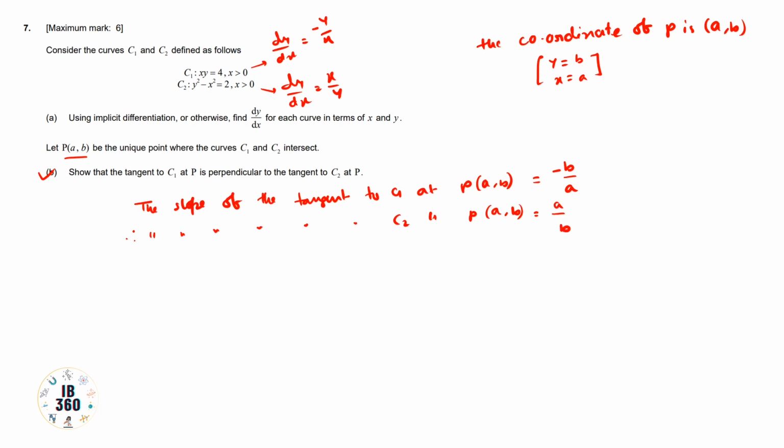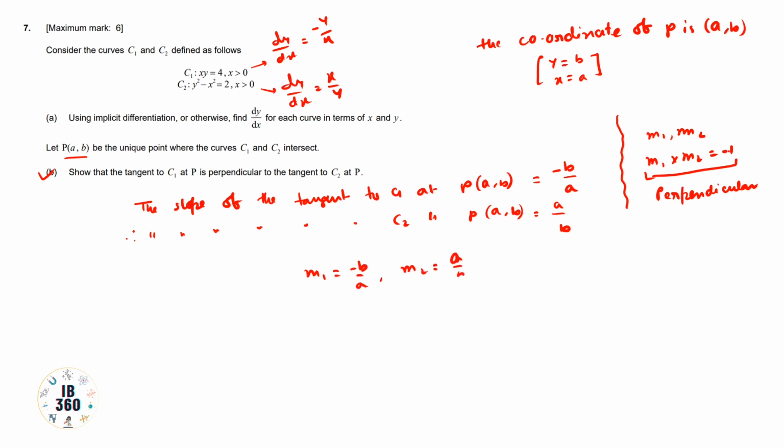And from the rule we know that for two tangents with slopes m1 and m2, the condition for perpendicular is m1 times m2 equals minus 1. So if this is the relation, then the two tangents will be perpendicular. So from here we can write m1 equals minus b by a and m2 equals a by b. So we can check: m1 times m2 equals minus b by a times a by b, which is equal to minus 1.